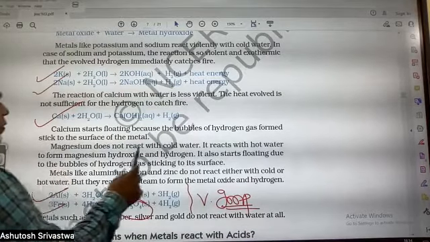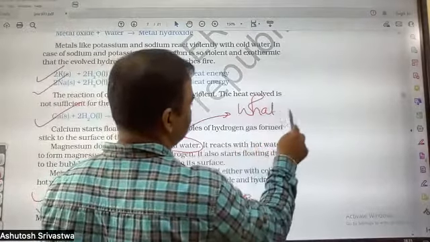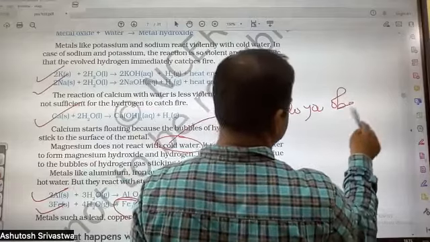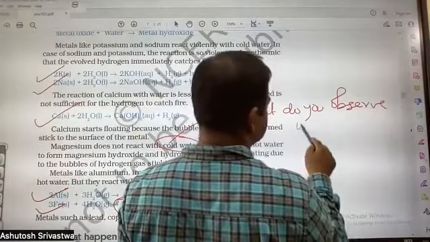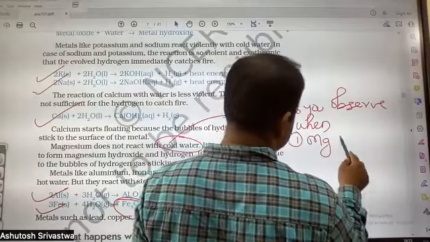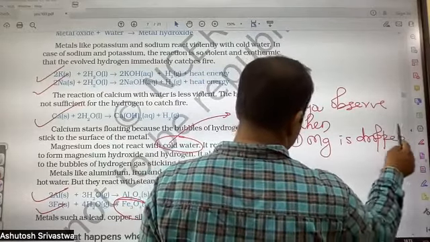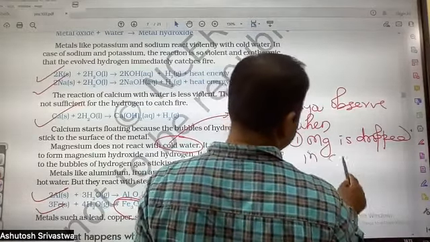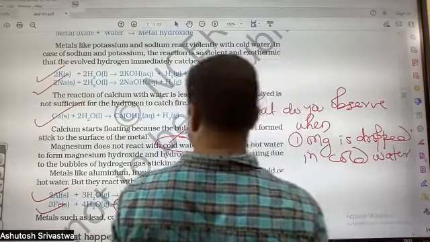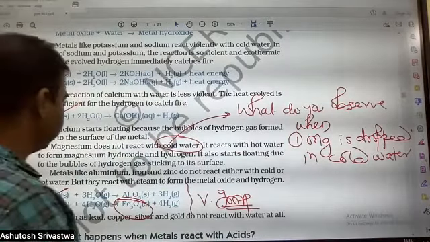Again, magnesium does not react with cold water. So the question will be, what do you observe when magnesium is dropped in cold water? Answer is no reaction. Nothing happens. It reacts with hot water to form magnesium hydroxide.